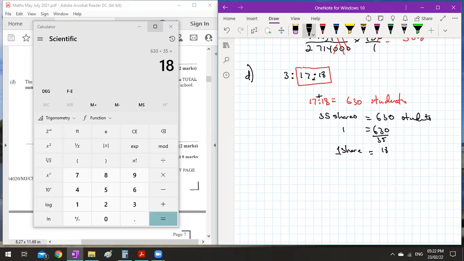Now, the teachers' share is 3. So 3 shares, 3 times 18. So 54 teachers.